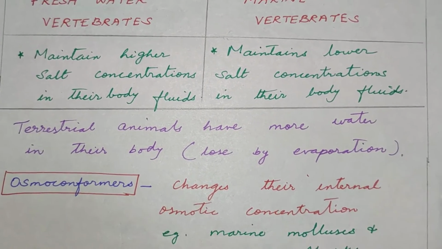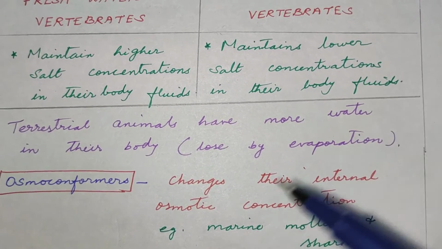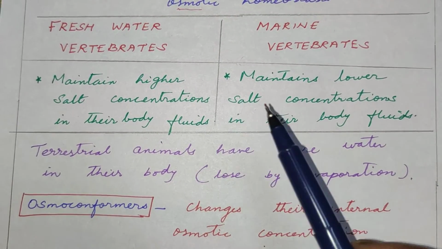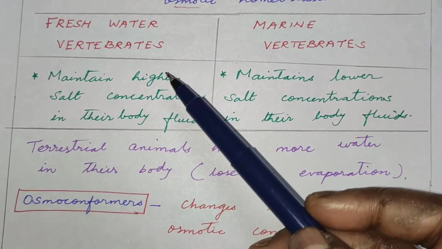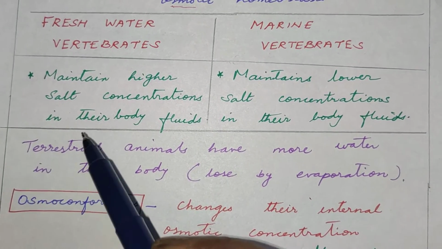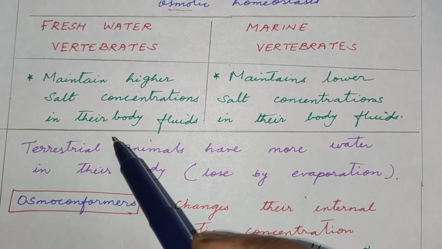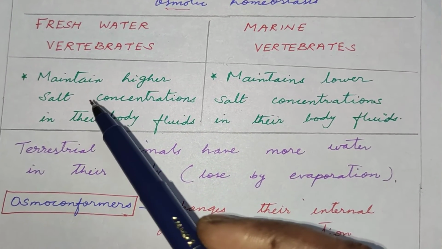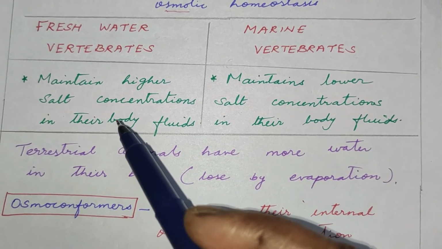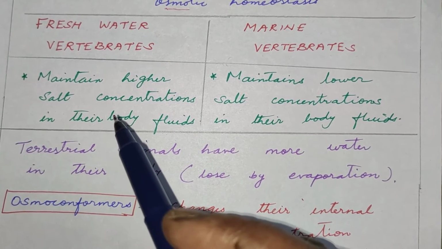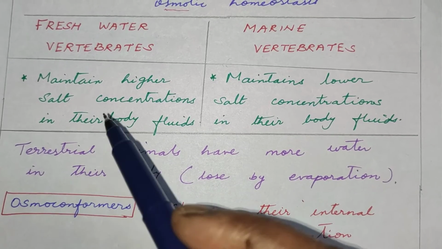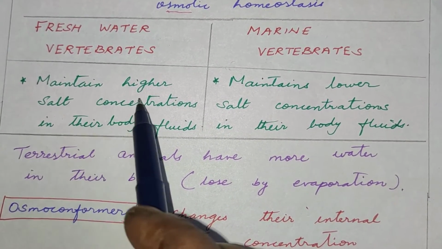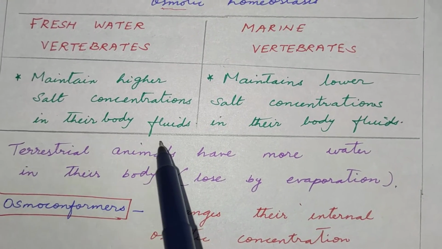Here we can see the homeostatic situation faced by two types of vertebrates. In fresh water, the salt concentration in the body is higher than the surrounding water. In fresh water, the amount of water is less, so the amount of salt is less, but in the animals the salt concentration is high. Here we can see that freshwater vertebrates maintain high salt concentration in their body fluids.